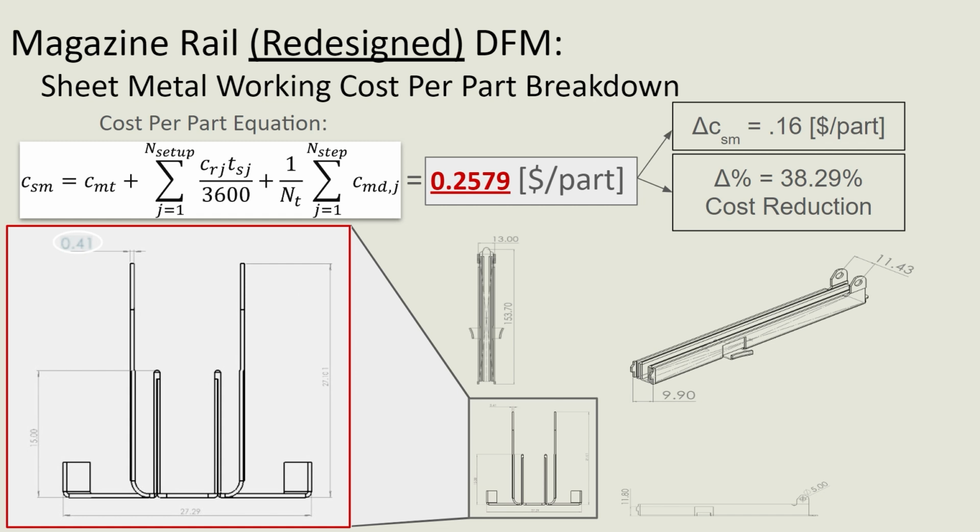Based on the redesign from DfM Pro, in the first situation before our changes, it was around 25 or 26 cents per part, and then with our changes it went down to 16 cents per part, which was a 38% drop, which is quite nice.